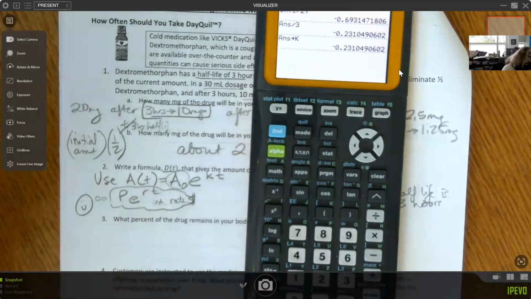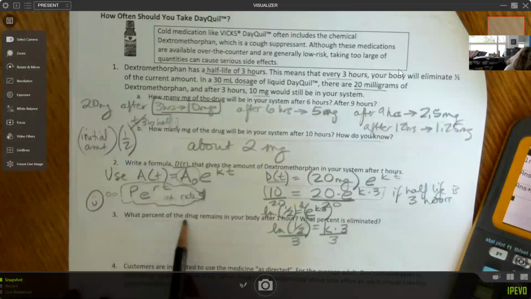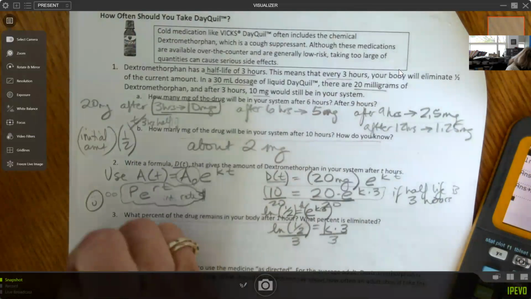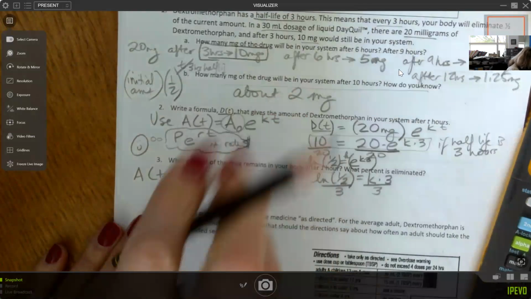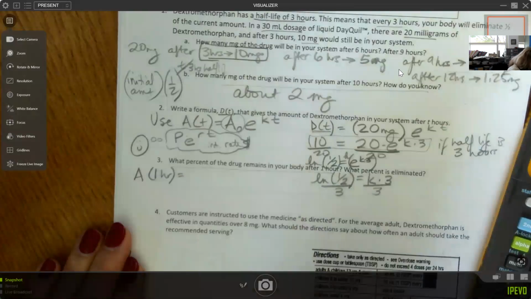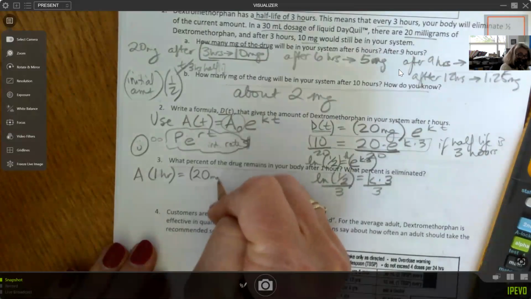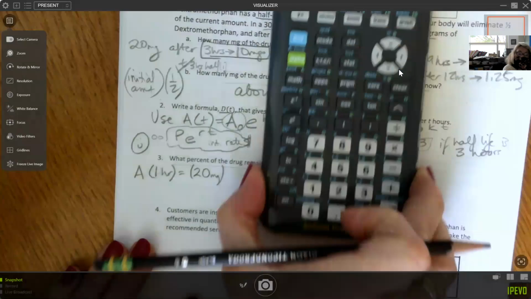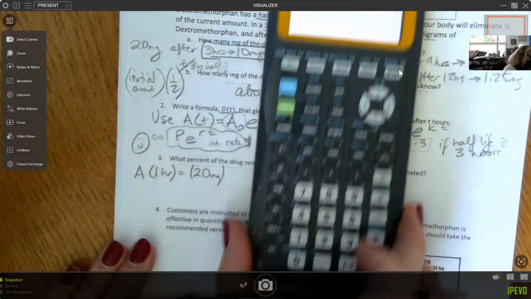And so here we have a chance to use it right now. Okay, what percent of the drug remains in your body after 1 hour? I can just say, the amount I'm going to have, or the T, I'm just going to make the T 1 hour, is going to be the 20 milligrams I started with. How do you store this? The STO button, and then alpha.